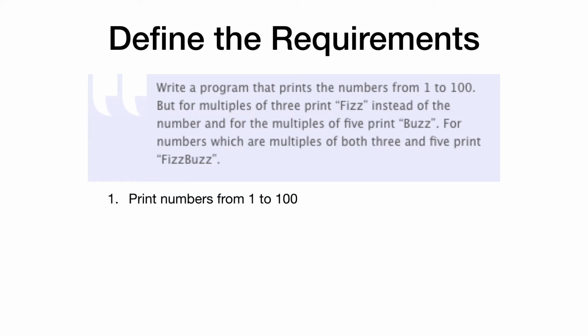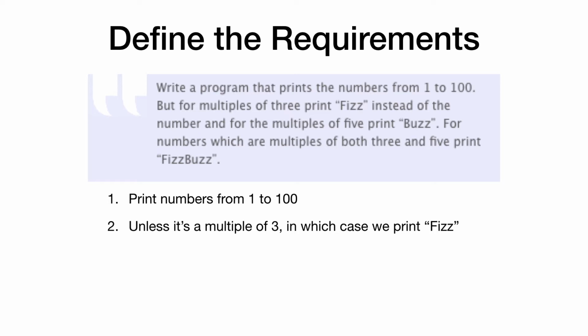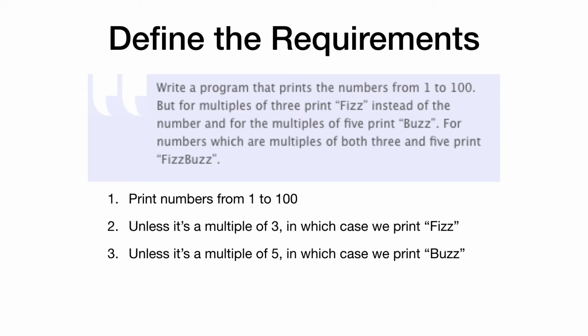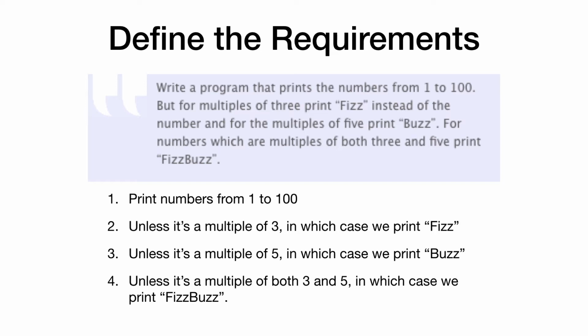1. Print numbers 1 to 100. Unless it's a multiple of 3, in which case we print fizz. Unless it's a multiple of 5, in which case we print buzz. Or unless it's a multiple of both 3 and 5, in which case we print FizzBuzz.